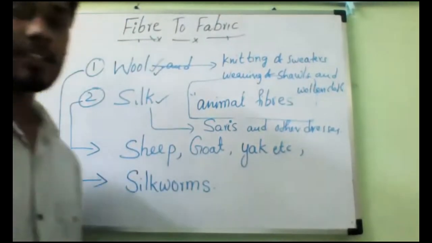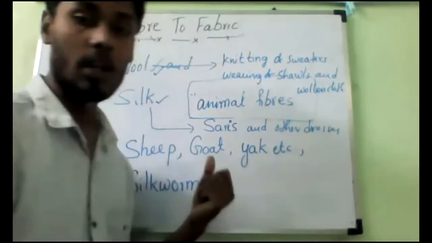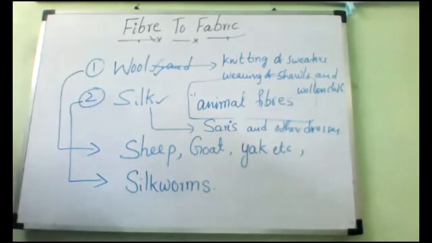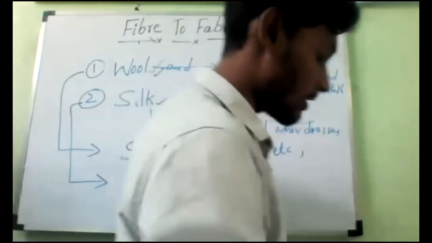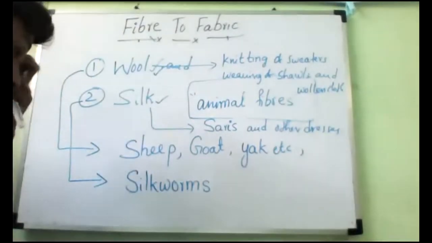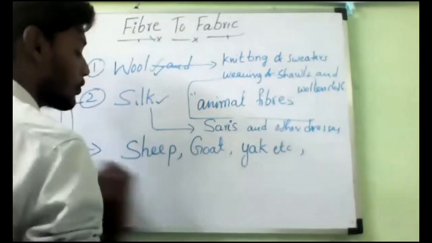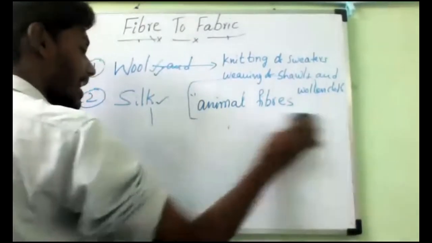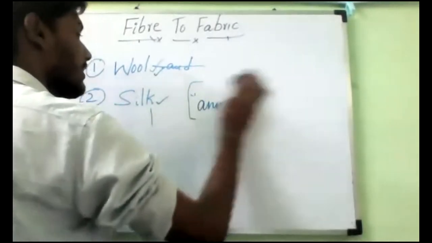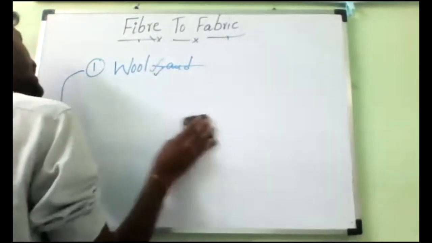Now we will discuss the production of wool, how wool is produced and how silk is produced, in detail, one by one. So now let us start with the first one. What is that? Wool. First you write the definition of animal fibers.